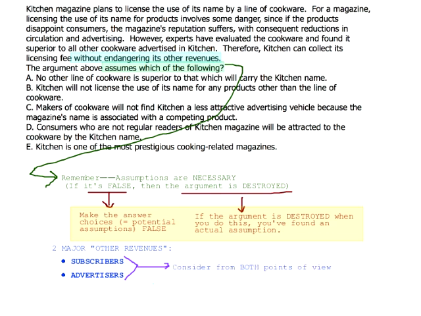So they're basically saying that subscribers will not unsubscribe and that advertisers will not cease advertising. So you want to destroy this argument. This means when you make one of these choices false, what should happen? The more specific your goal is, the easier this is. What does it mean for that to be destroyed? What's going to happen?